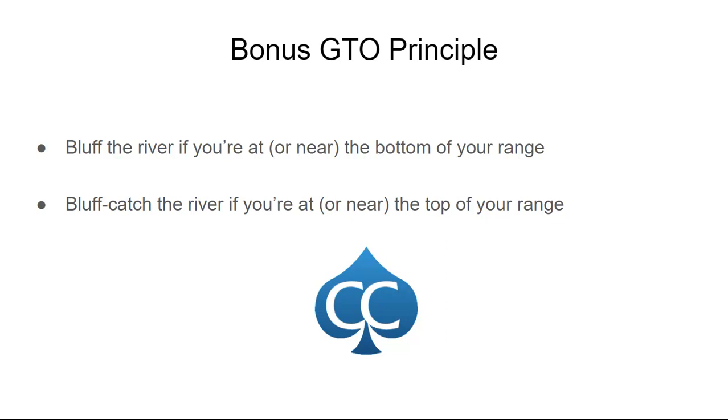And similarly, if you're at or near the top of your range and your opponent bets, then if you fold, that's going to be very exploitable, right? Because if you're at the top of your range and you still fold to an opponent bet, that means that you basically have no calling range. That if he bets, you are always going to fold. So if you want to incorporate GTO in your game, you can think if you're near the top of your range, and if so, be more likely to call or bluff catch the river.